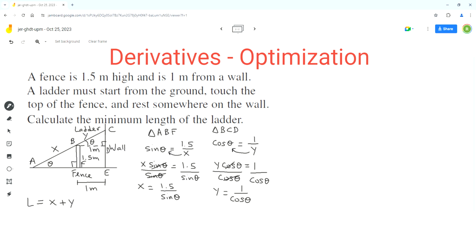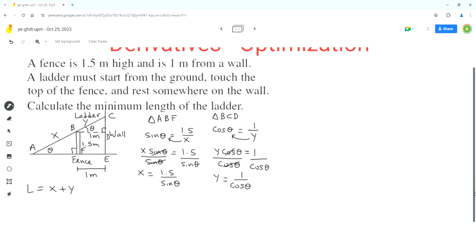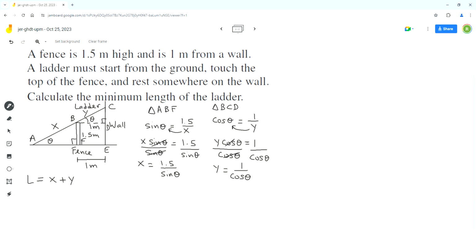Next, we can do the substitution for x and y in the length equation. So this is the equation for the length of the ladder in terms of variable theta. Next, we should find the domain for this equation. Theta here represents the angle between the ladder and the ground. Theta has to be greater than 0.